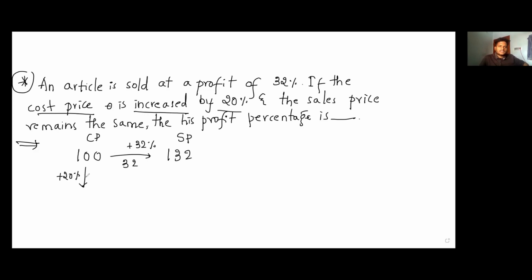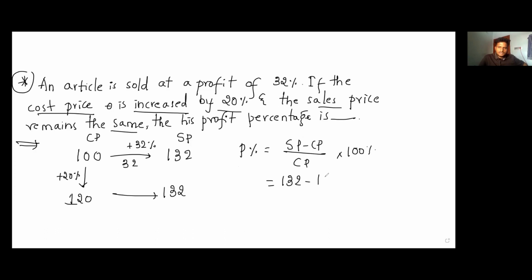What is the new cost? 120. But the sales price remains the same. The sales price is 132. So we have to find the profit percentage. Profit percentage is SP minus CP divided by CP into 100%. SP is 132, CP is 120, divided by CP, 120, into 100%.